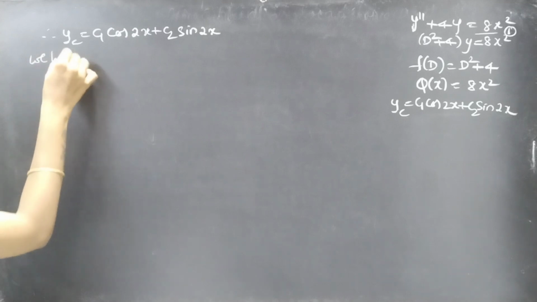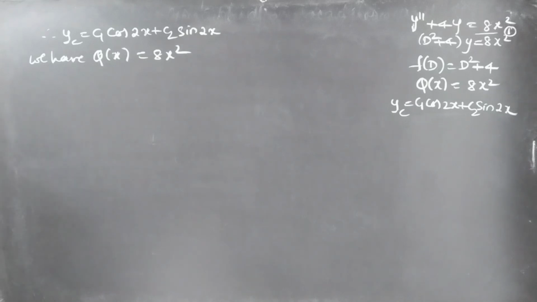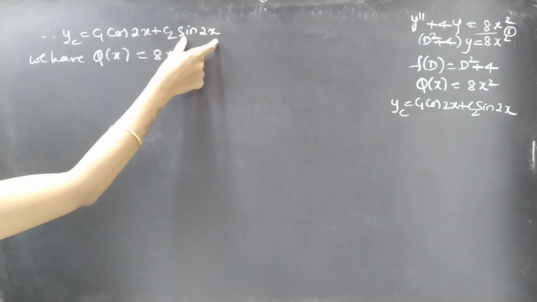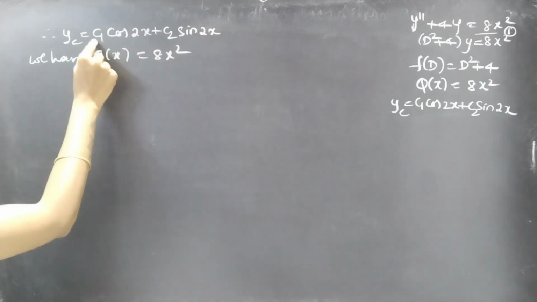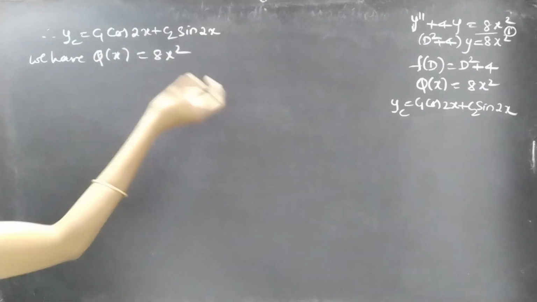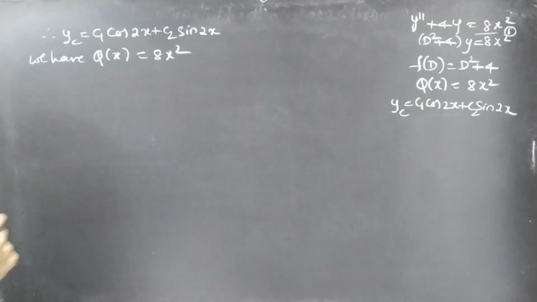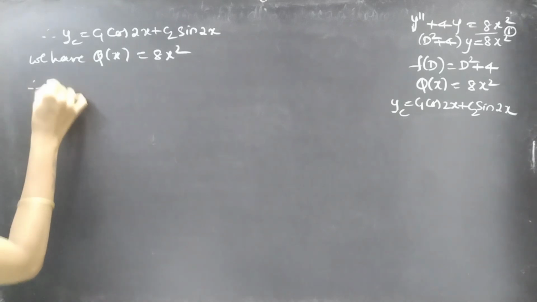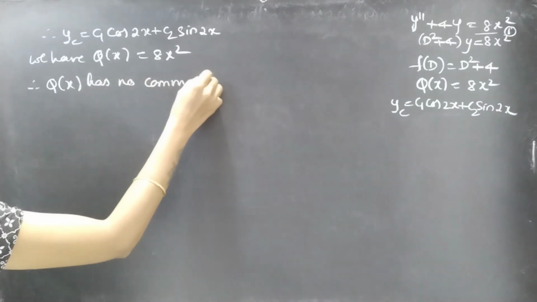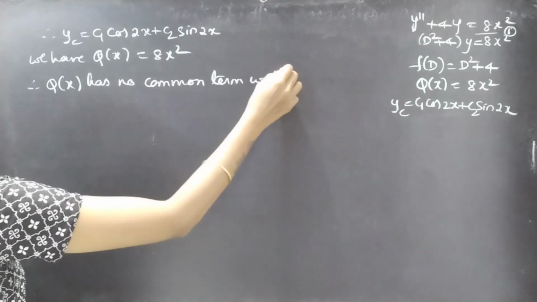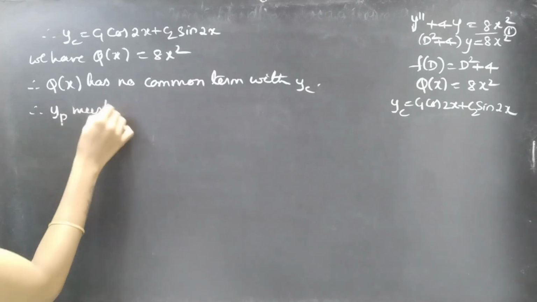We have q of x equal to 8x square. Now compare the terms of yc with q of x. In yc you have cos 2x, sin 2x. We'll just compare the functions of x now, okay? Cos 2x, sin 2x, forget about the coefficients or the constants c1 and c2 here, and 8. You have cos 2x, sin 2x and x square, right? We don't have any common terms. Therefore, q of x has no common term with yc, right?